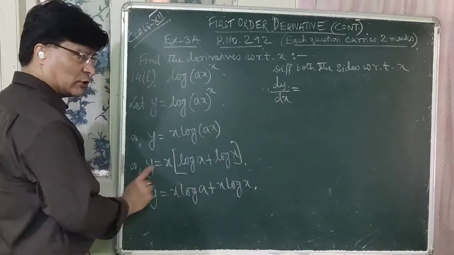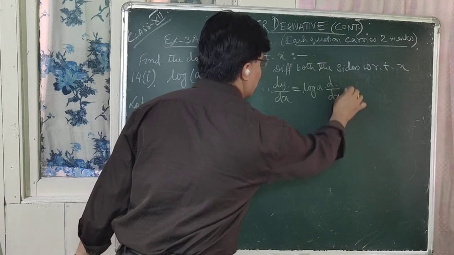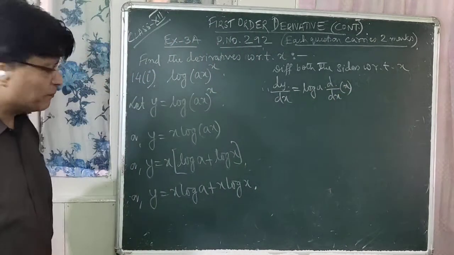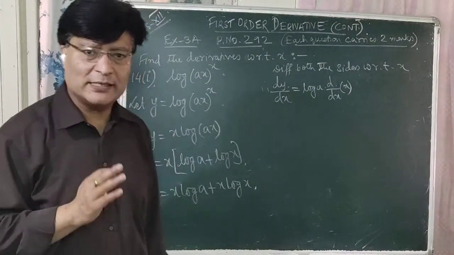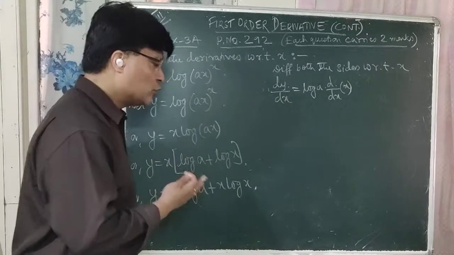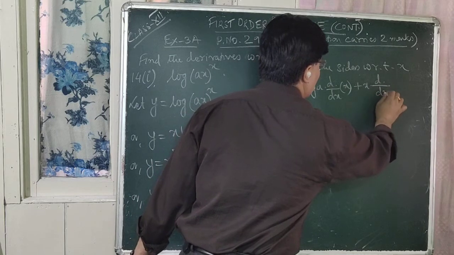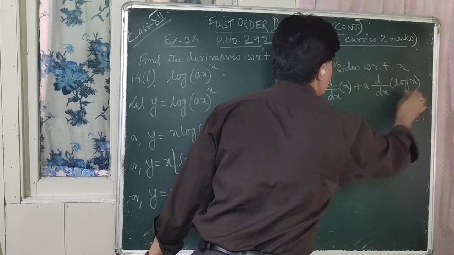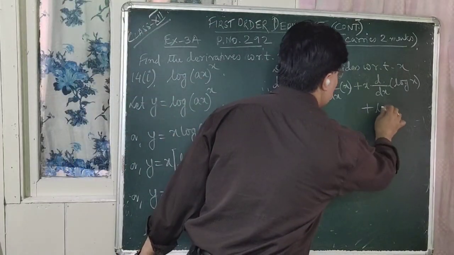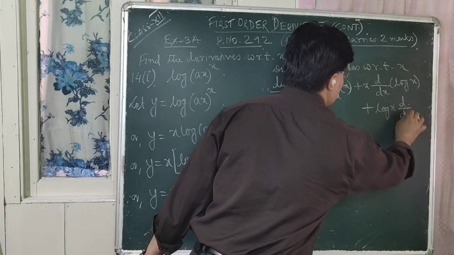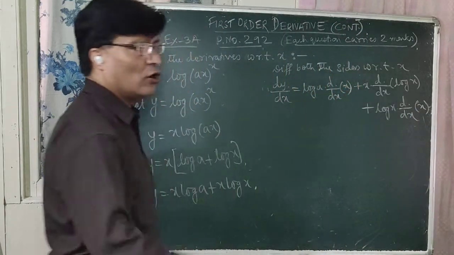So dy by dx is equal to log A into d by dx of x. Is that clear? But in this case, you have to use UV rule because this is the product of two variables, that is x and log x. So use UV rule now. You know UV rule: plus x into d by dx of log x plus now log x is kept as it is, log x into d by dx of x. So this is known as UV rule or the product rule.